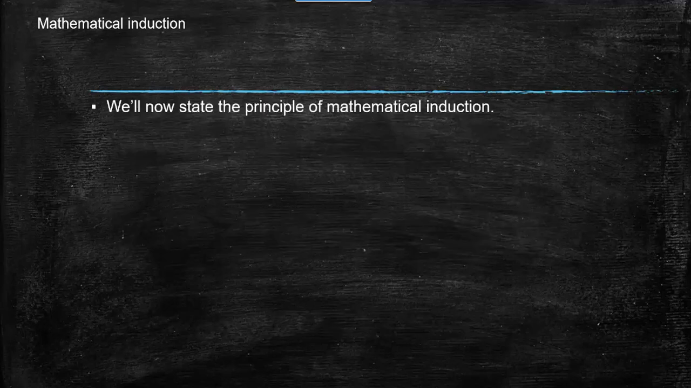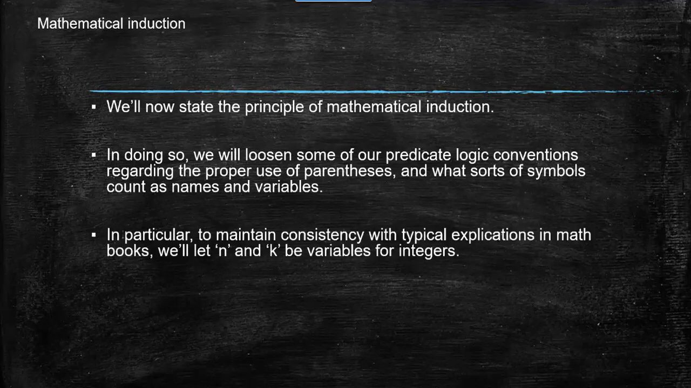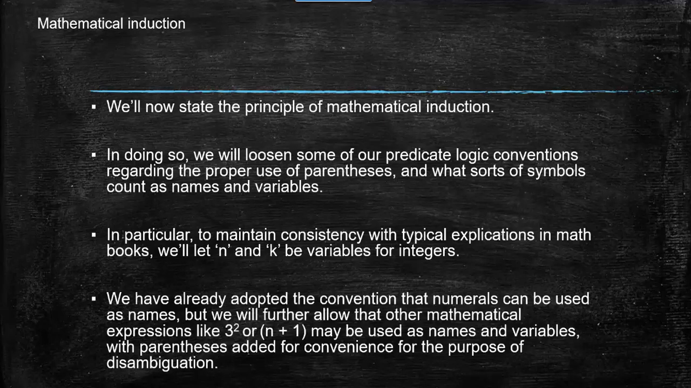So we'll now state the principle of mathematical induction. In doing so, we will loosen some of our predicate logic conventions even further regarding the proper use of parentheses and what sorts of symbols count as names and variables. In particular, to maintain consistency with typical explications in math books, we'll let n and k be variables for integers. We've already adopted the convention that numerals can be used as names, but we will further allow that other mathematical expressions like 3 squared or n plus 1 may be used as names and variables, with parentheses added for convenience for the purpose of disambiguation.